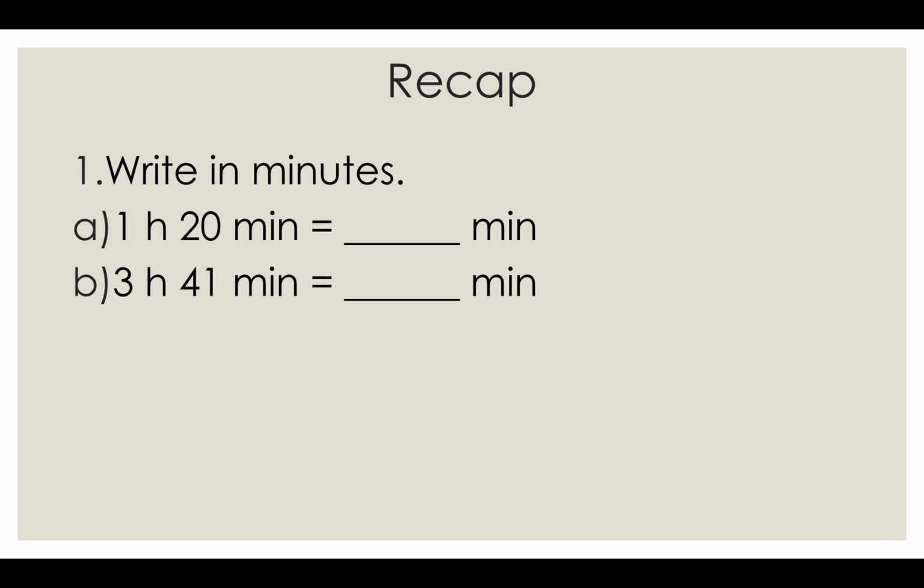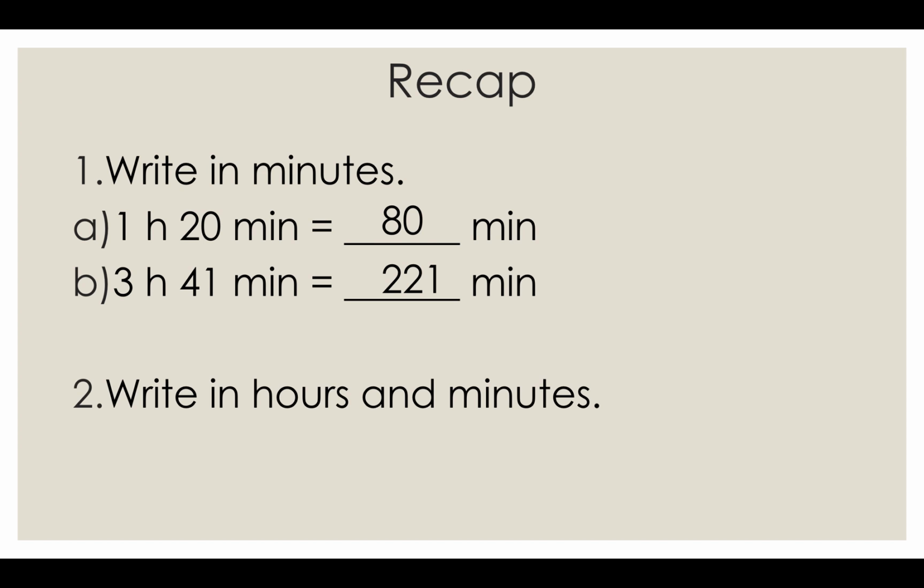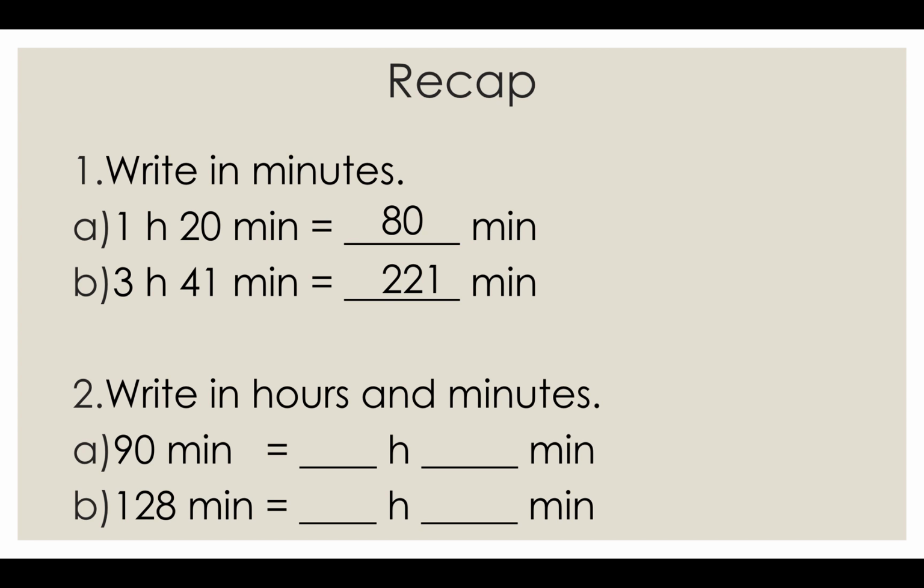Alright, question 1a, 1 hour 20 minutes. We know that 1 hour is 60 minutes, so 60 plus 20 equals 80 minutes. Now, 3 hours. How many minutes are there in 3 hours? 6, 12, 18. So you add a 0 behind, it's like 60, 120, and 180. You take 180 plus 41. You get 221. Okay, now I want you to write in hours and minutes if I give you the minutes.